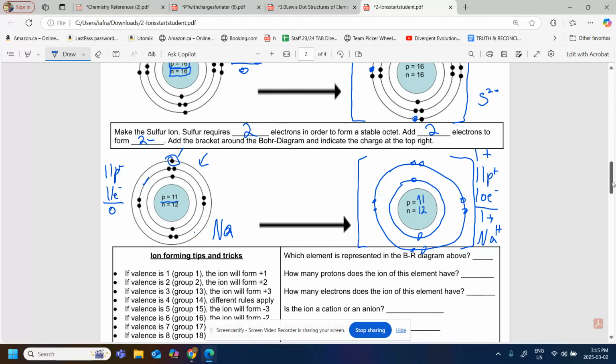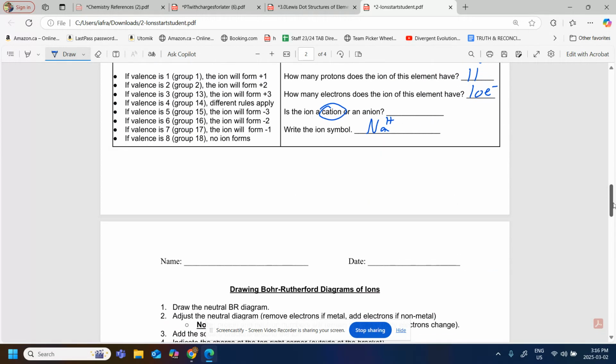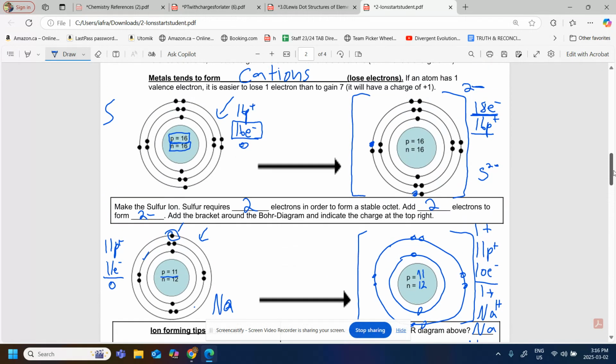So, as we discovered here, we had the Bohr-Rutherford diagram for sodium at first. Sodium had 11 protons based on the periodic table, its atomic number. For the ion, once it's drawn, we have 10 electrons because we lost an electron. Because it's positive, you know it's a cation, and we know the symbol is Na, 1 plus or plus.